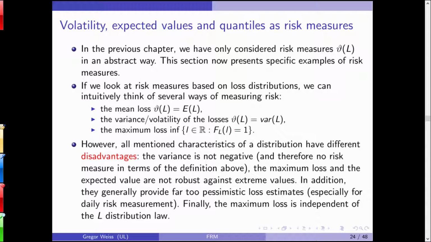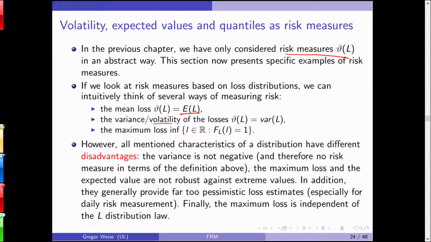We have only considered risk measures nu of L, so very generic and theoretical descriptions, and we now want to take a look at more specific examples. We start with, for example, the mean loss. We could take the volatility or the variance, or we could take the maximum loss. Now, with our newly found background in the theory of risk measures, we can see that all three risk measures are not doing so well here.